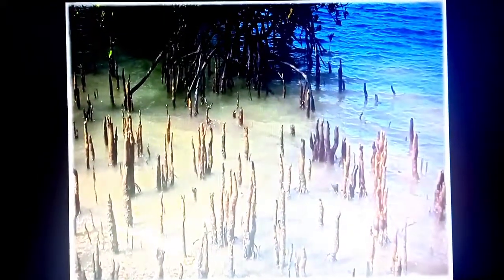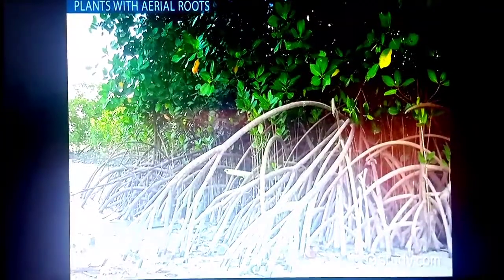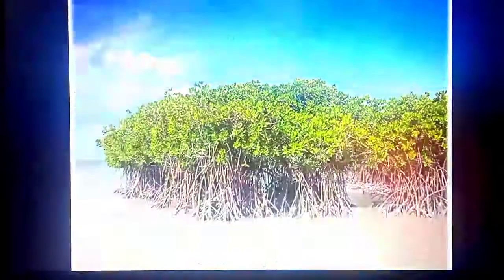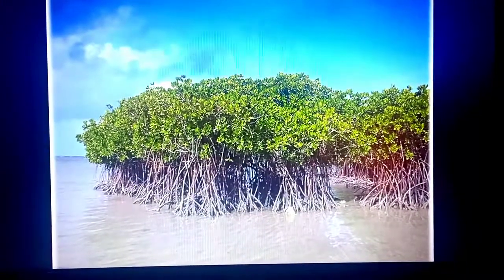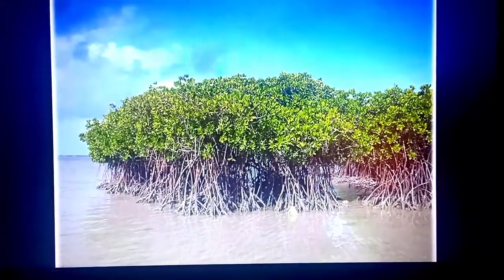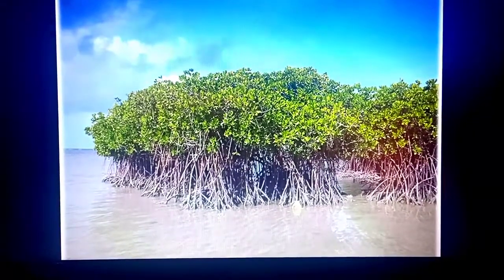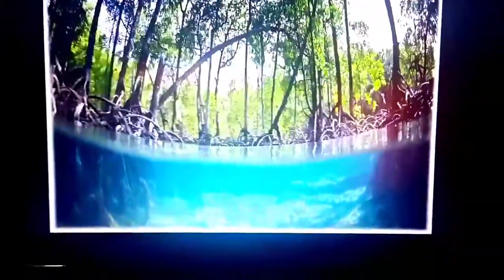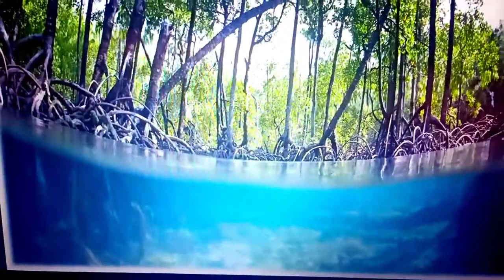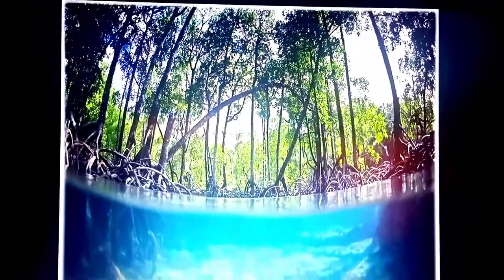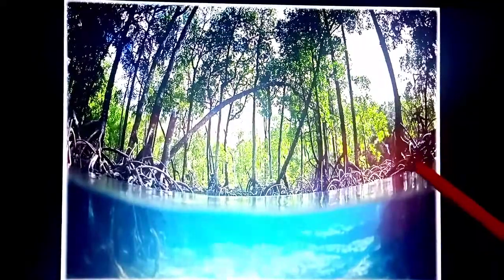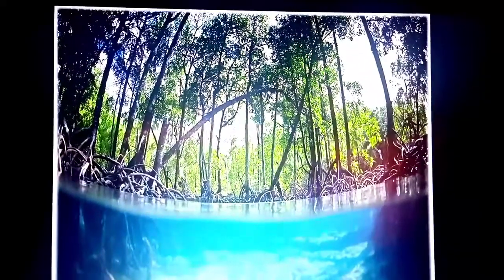I'll show you more pictures. I hope this concept is becoming clear. See again the picture of the breathing roots. See, this is the peculiar scene of a tidal forest, and see how the roots are submerged inside the water. So, a very beautiful picture. You can see the roots, which are submerged under the sea water. And some part of it, called breathing roots, are above the water so that they can get sufficient oxygen.